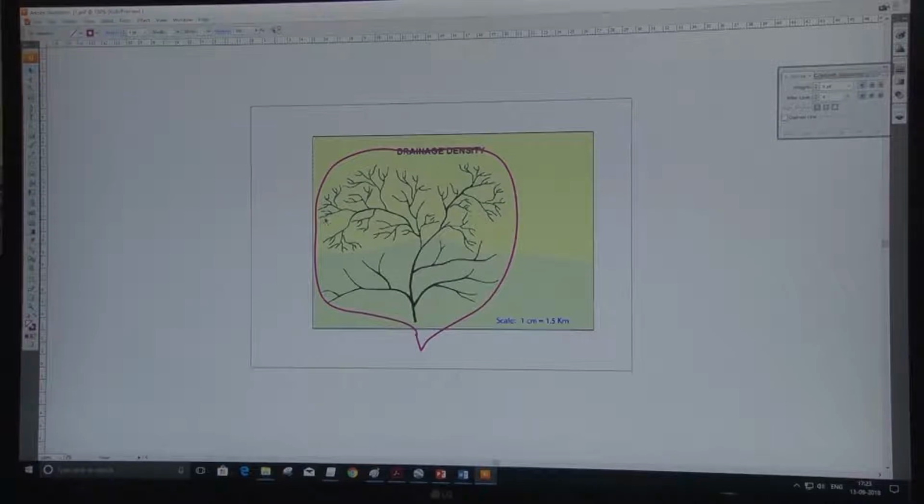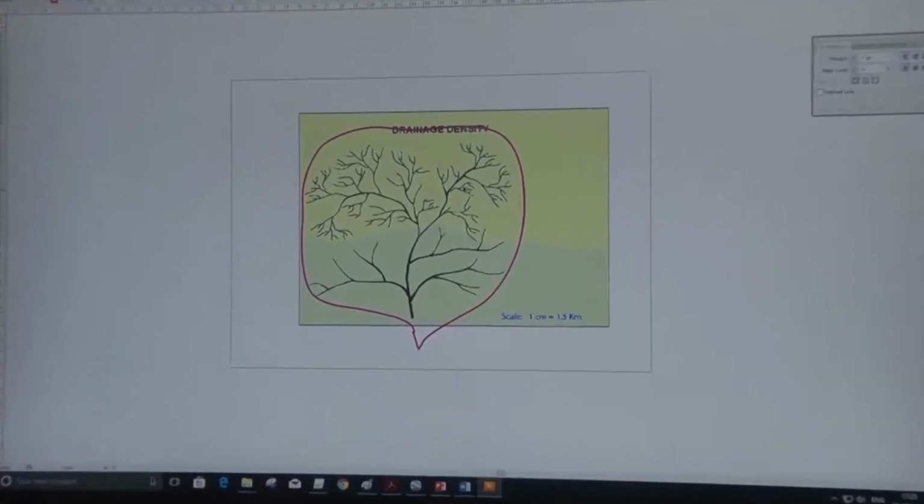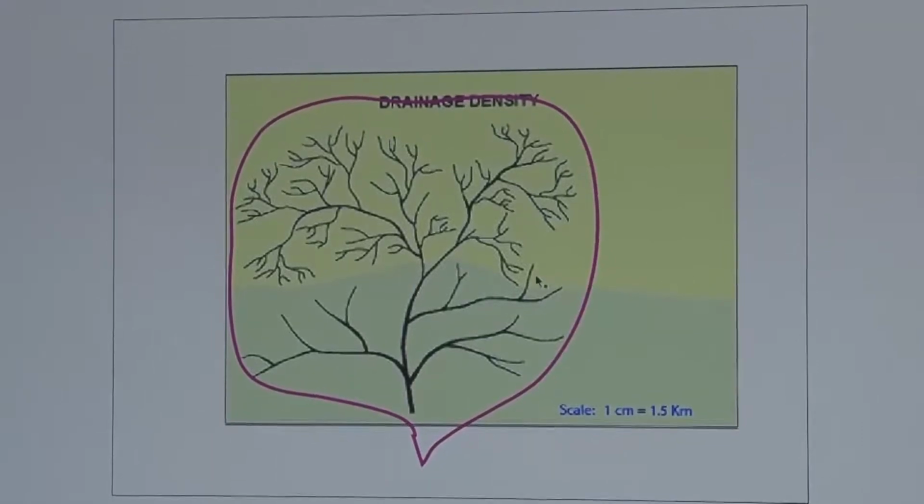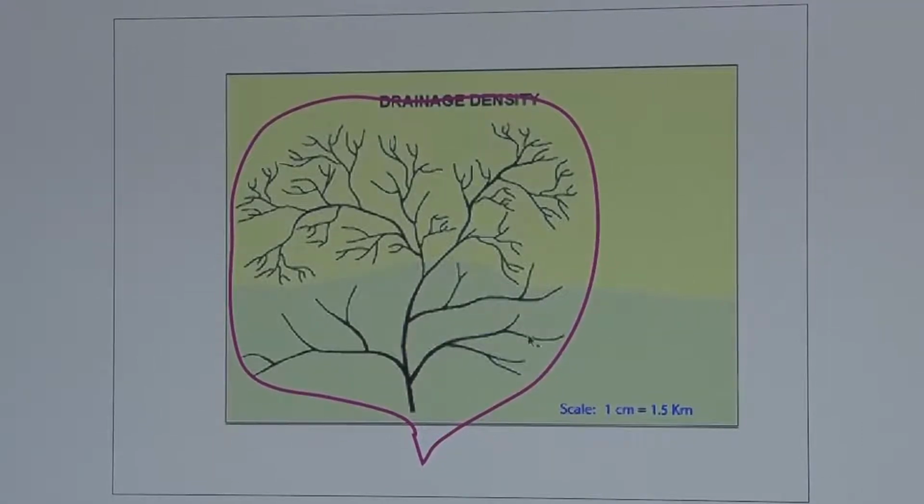The streams which originate at the first stage are of the first order. These are all the first order streams. You can count them. When first order streams join, they form a second order stream, and when two second order streams join, they form a third order stream.